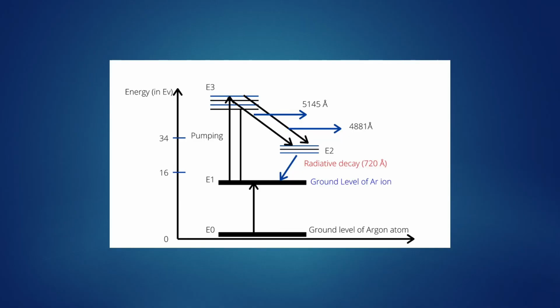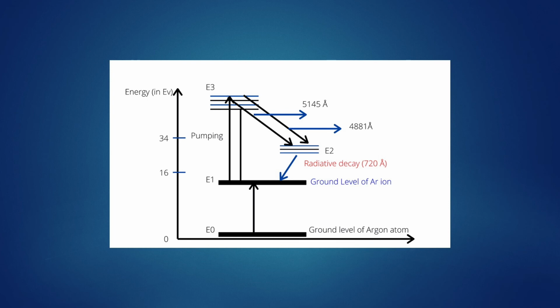When I say it is a continuous wave laser, it should have 4 energy levels. I have shown you the energy levels of argon ion laser media. It starts with E0, E1 and E3.